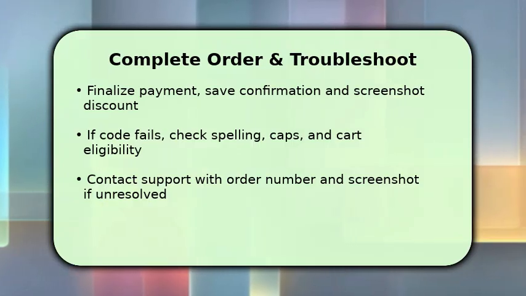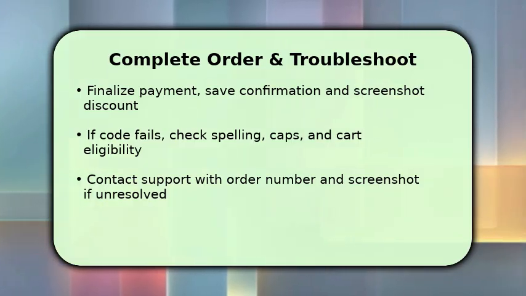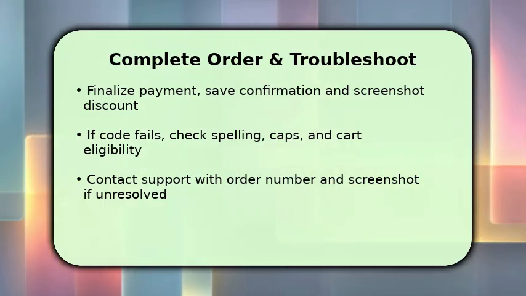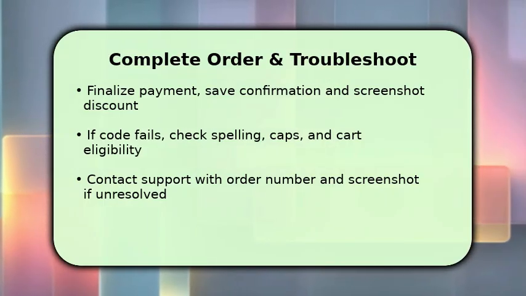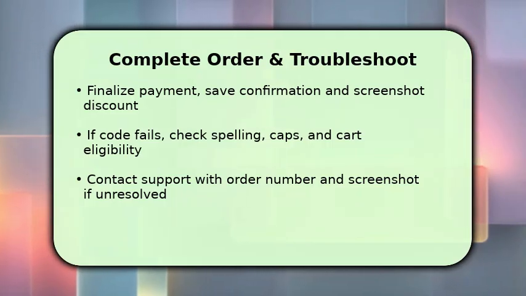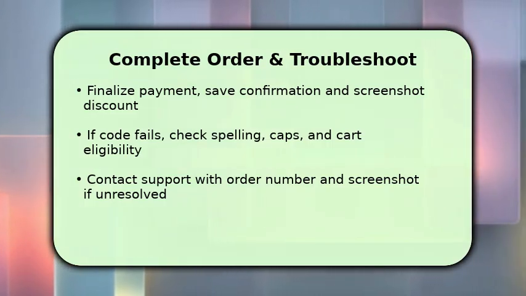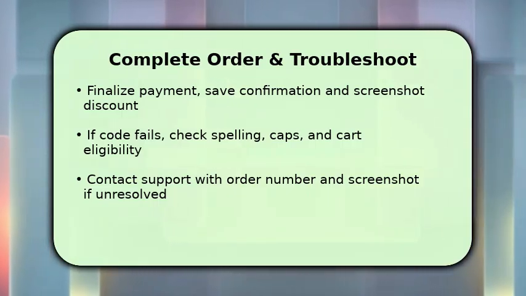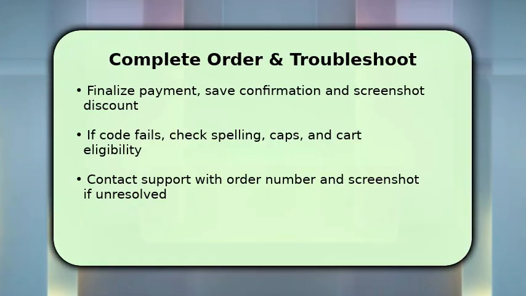If the code fails, first recheck spelling and capitalization, then confirm the items in your cart meet coupon eligibility and minimum spend. If it still won't apply, contact customer support with your order number and the screenshot showing the failed attempt. This usually fixes it quickly and may result in a manual credit.